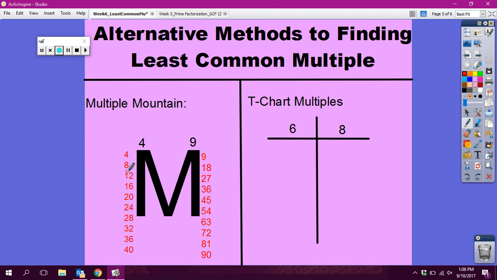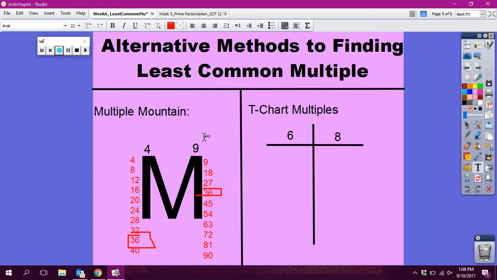So I see that they don't have a 9. The closest thing is 8, and that is not 9. 18, no. It's got 16 and 20, but no 18. 27, nope. 36, oh hey, look there. I do have a 36 in common. Okay, they both have a 36. So that is my least common multiple, 36.